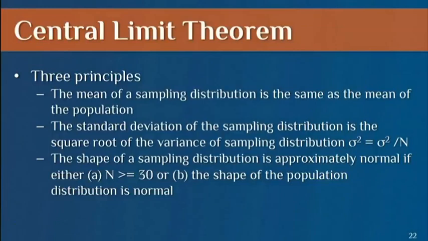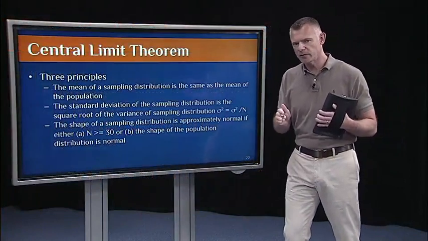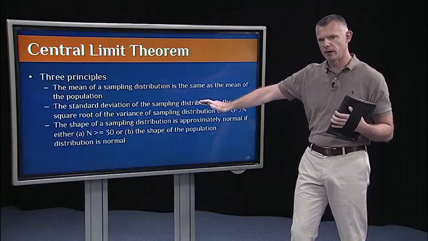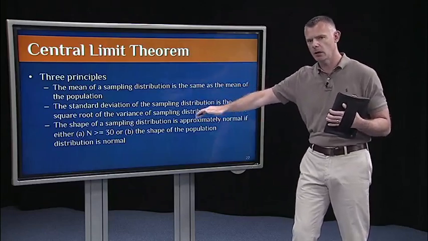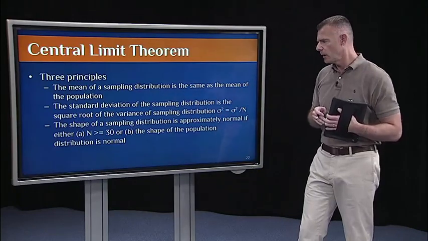And finally, this is a very important piece: the shape of a sampling distribution is approximately normal, either if we have sample sizes that are greater than or equal to about 30, or if the shape of the population distribution is normal. Some people might quibble with that n of 30, some people might make it a little higher, some people a little lower, depending on the statistician you're talking to.